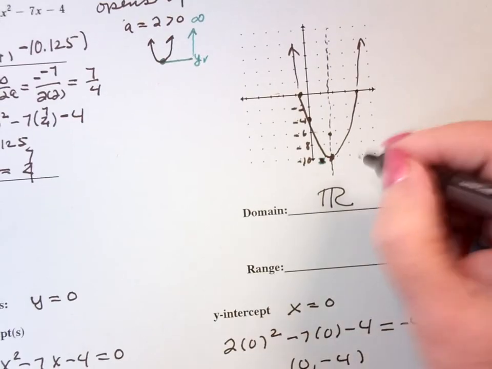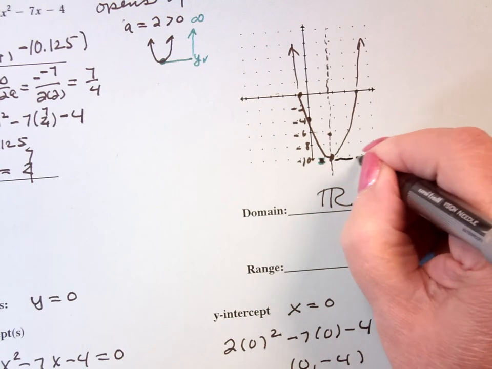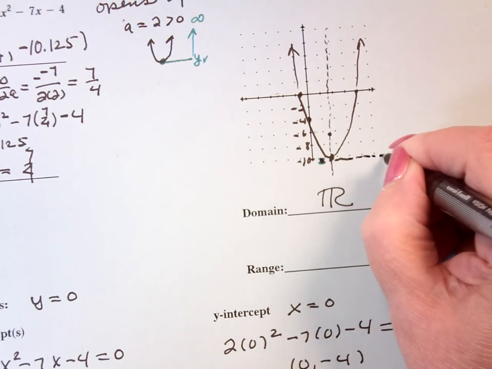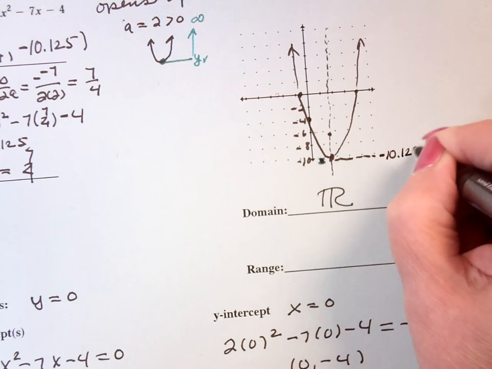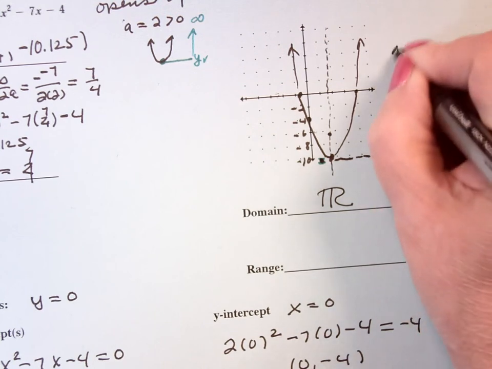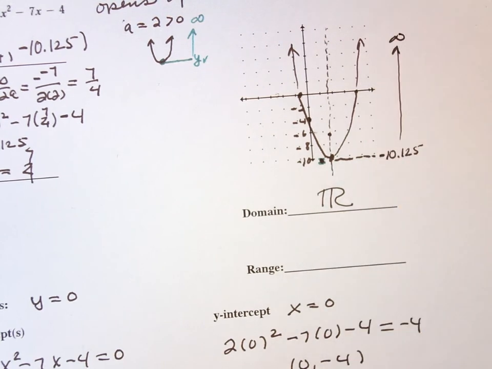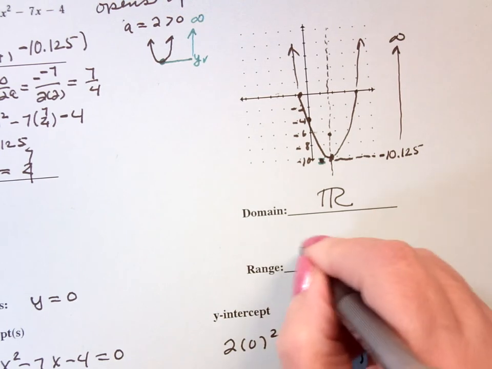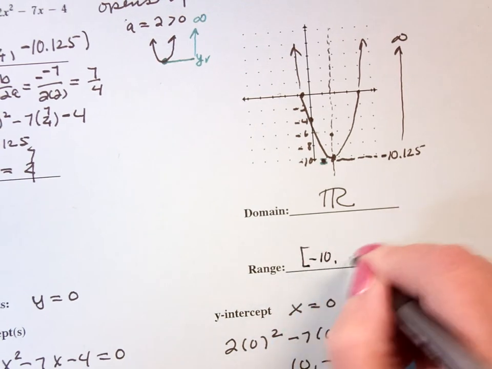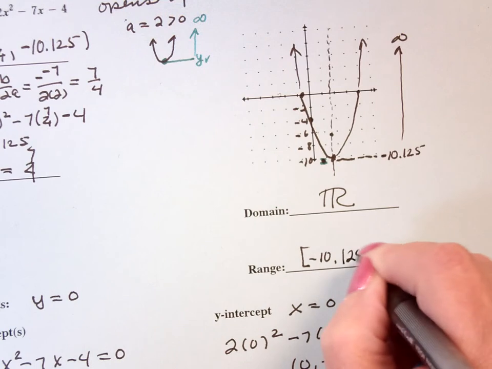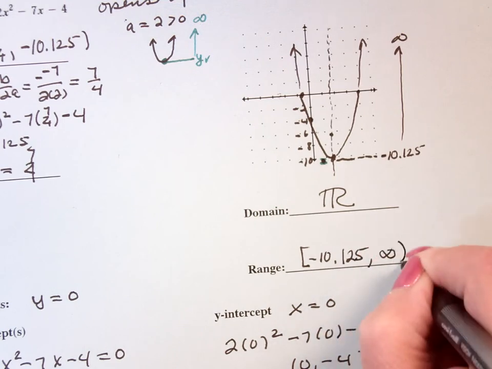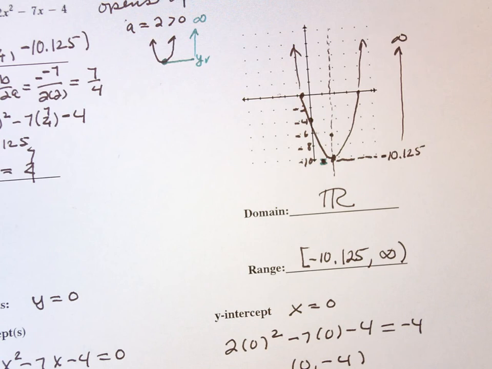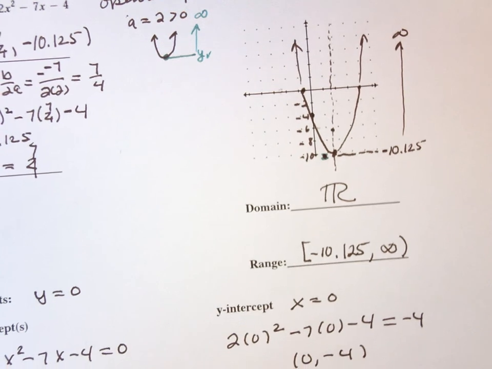Now what's the range? Well, this guy is negative 10.125 to infinity, because he opens up. He's a pretty parabola. Much prettier than the 8 o'clock parabola.